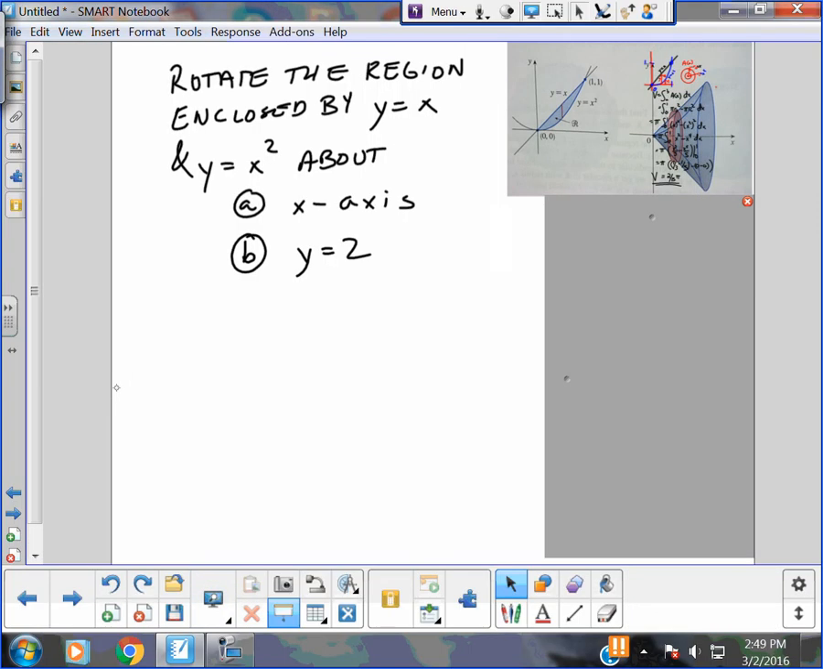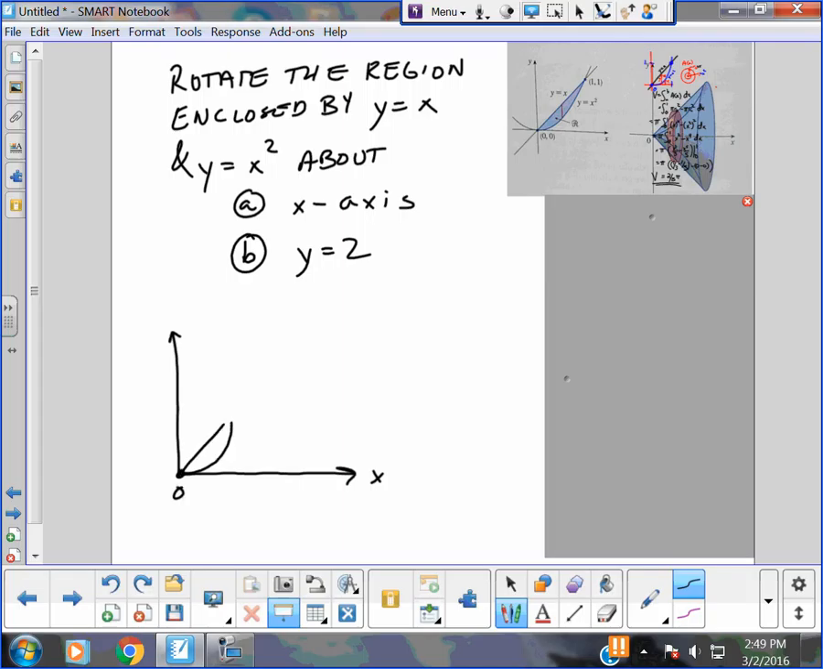Now the question becomes, let's rotate the same exact region, but not about the x-axis, but about y equals 2. So we have that small region, all right, down in the corner. And I'm just going to make the region. It goes from 0 to 1 still. You guys agree? Looks kind of like a banana.